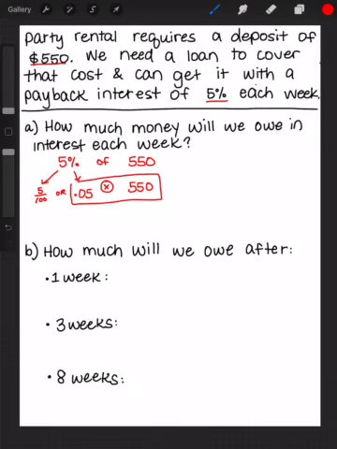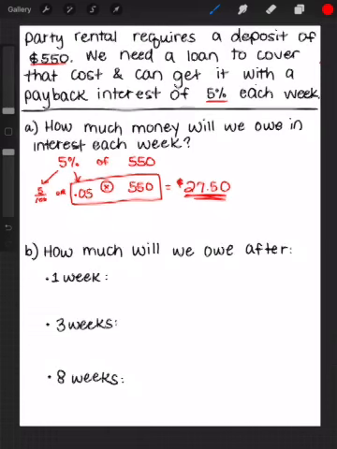So in this particular problem, I'm doing 0.05 times 550, and when I multiply that out, I get 27.5, which equals $27.50. So we owe back the $550 plus an additional $27.50 each week. That's our interest. Okay, so how much will we owe after each of these amounts?